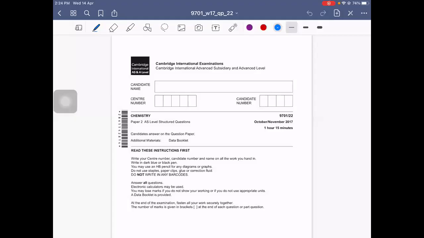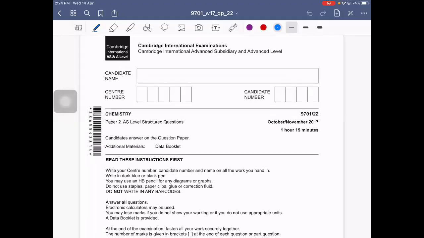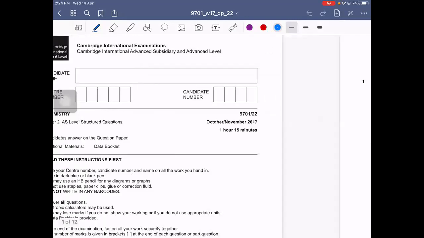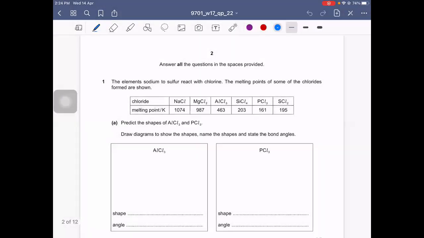Today we are gonna work off the October-November 2017 paper, okay? The question goes like: the elements sodium to sulfur react with chlorine. The melting points of some of the chlorides formed are shown. Predict the shapes of AlCl3 and PCl3. Draw diagrams to show the shapes and state the bond angles.